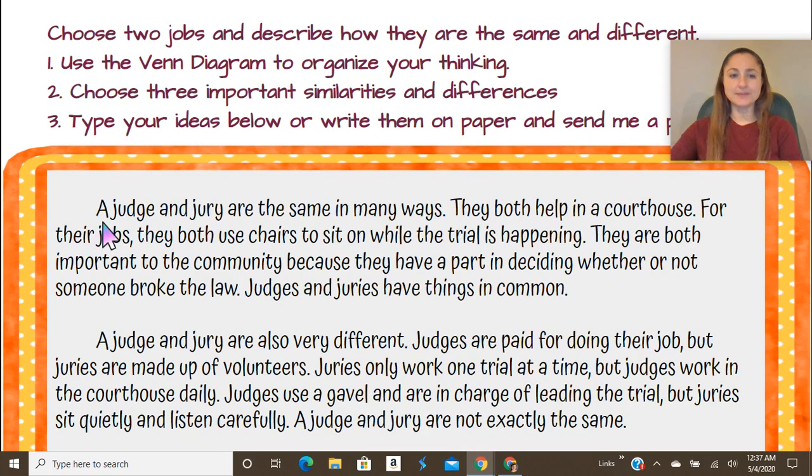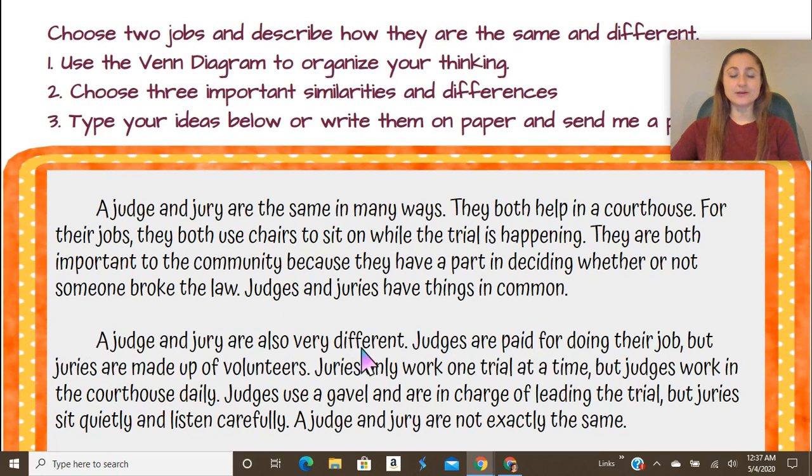So here's my writing. A judge and jury are the same in many ways. They both help in the courthouse. For their jobs, they use chairs to sit on while the trial is happening. They are both important to the community because they have a part in deciding whether or not someone broke the law. Judges and juries have things in common. In common means things that are the same.